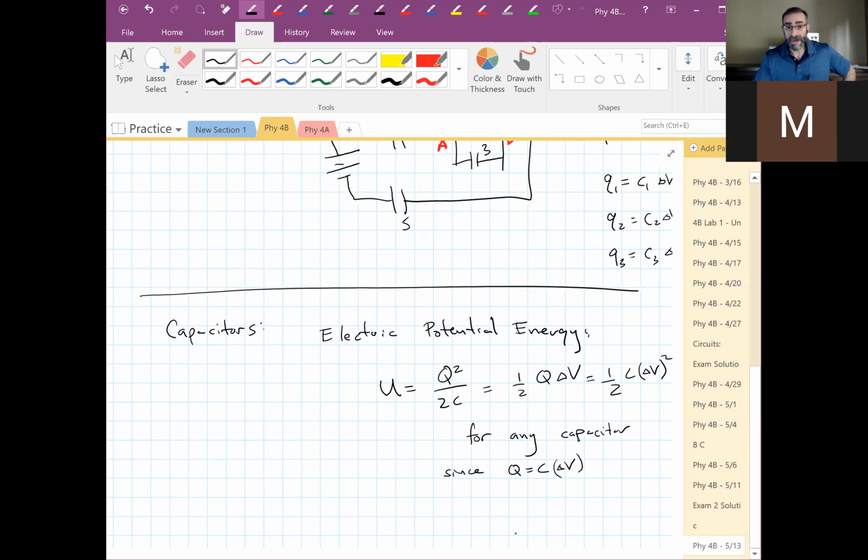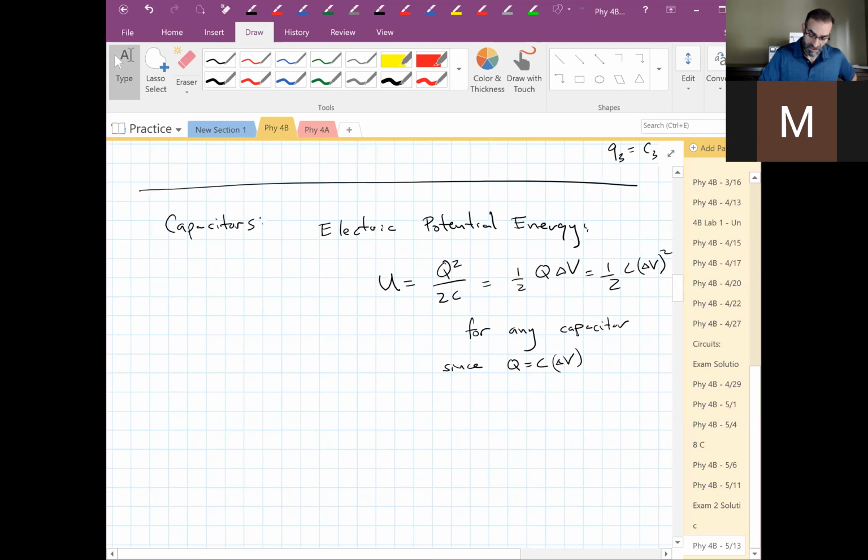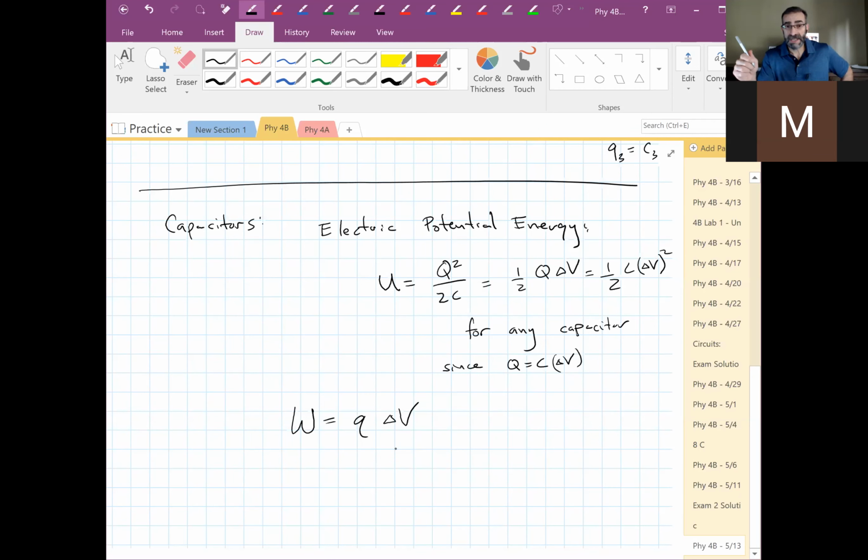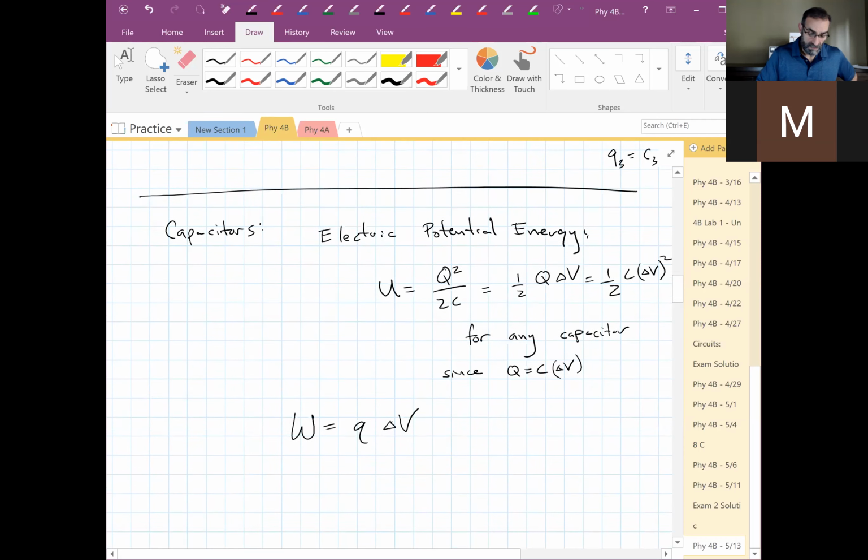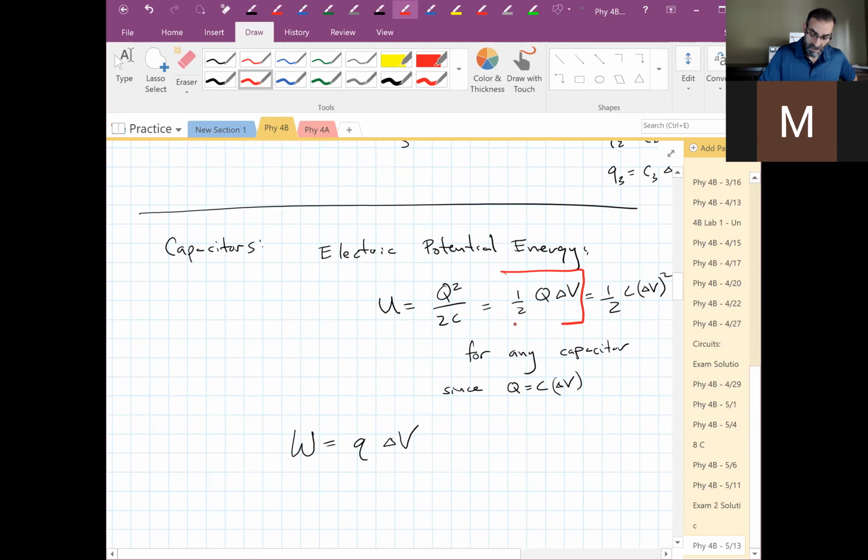So you might wonder where the 1/2 comes from, right? Because what is work? Work is Q delta V, right? We just finished that chapter. Work is Q delta V. We can move a charge through a potential difference, and it takes this much work to do it, right? Work equals Q delta V. Now, what do we have here? We have 1/2 Q delta V. You might wonder why there's a 1/2 there.